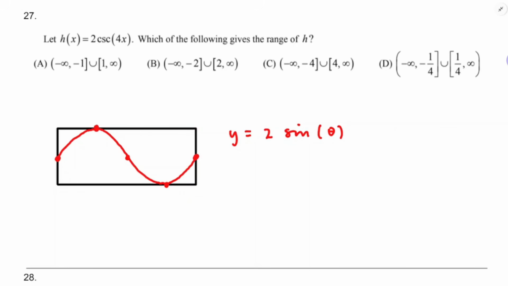Okay. Now, if we wanted to think about h of x, we'd be thinking about y equals 2 times 1 over sine. Well, when sine is equal to 1, the actual sine of theta, cosecant is also going to equal 1. So that's going to be the point that they share. And then when sine equals 0, that's where we're going to have a vertical asymptote for cosecant.